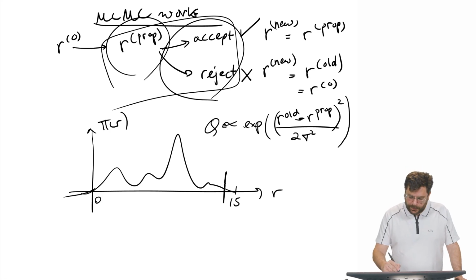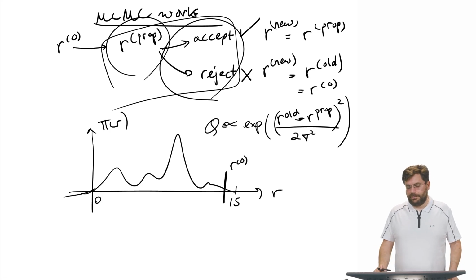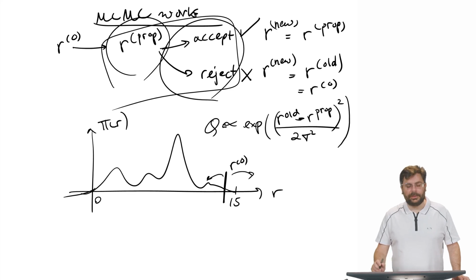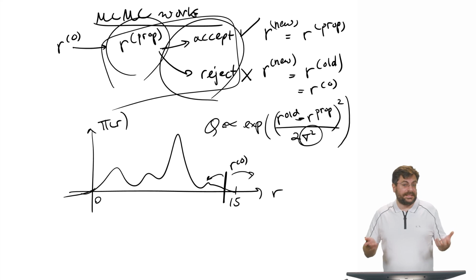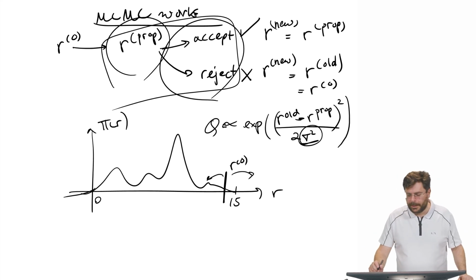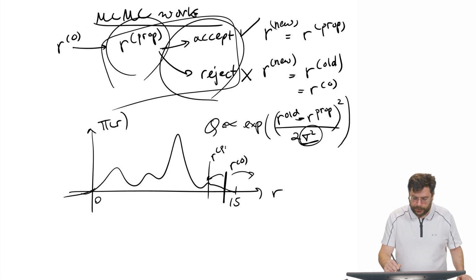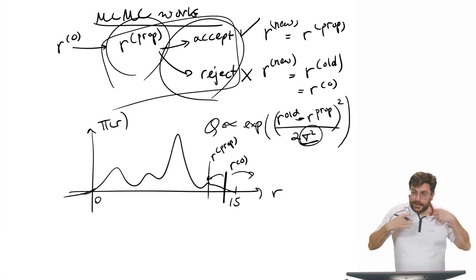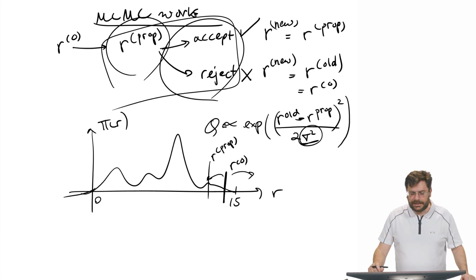Suppose that I start off at some R old, my R naught, which is somewhere here, and I propose a subsequent value. With equal probability, I can propose a value to the left or to the right, and the statistics of the size of the jump will presumably be dictated by my variance. So I propose something, and maybe I propose this region here. This will be my R proposed. Then I have to use my detailed balance condition, which we'll get to shortly, in order to decide whether I should accept or reject this R proposed.